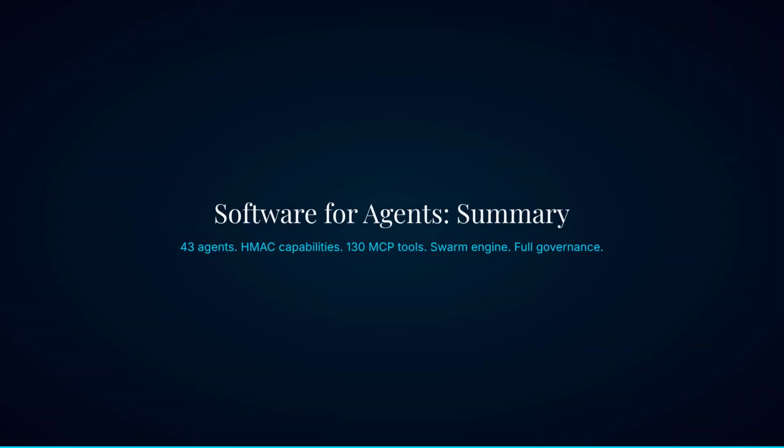Software for agents. Summary. AitherOS delivers complete agent infrastructure. 43 agents with YAML identities and per-agent Spirit Memory. HMAC SHA-256 capability tokens in a default deny matrix with 3 independent enforcement points. Agent Forge dispatch with identity resolution, effort scaling, and capability verification. 130 MCP tool modules with toolgraph adaptive discovery.